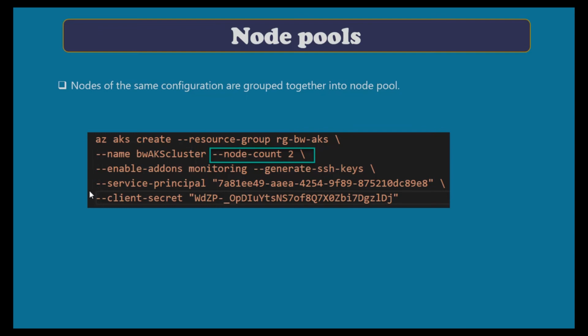Nodes of the same configuration are grouped together into a node pool. What is a node pool? The group of same configuration nodes. The default node pool will be created during AKS cluster creation. If you see in the bash shell, in the bash command we use to create an AKS cluster, if we provide a node count, those nodes will be created into a default node pool, and they are grouped together as the same configuration.